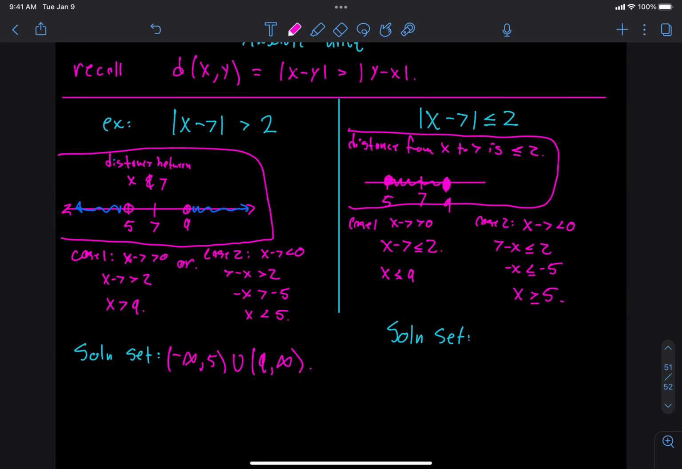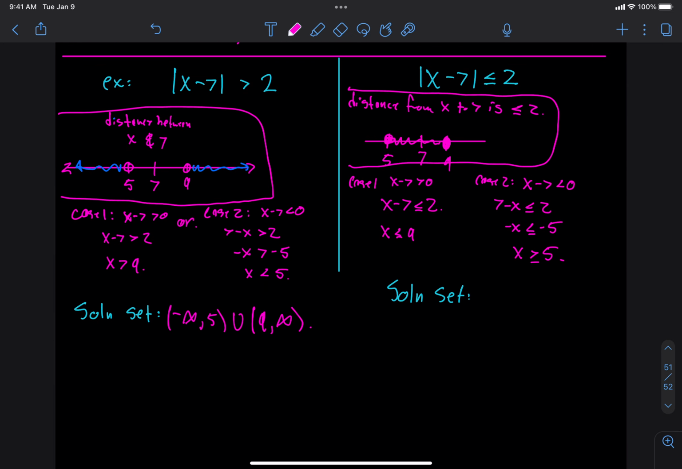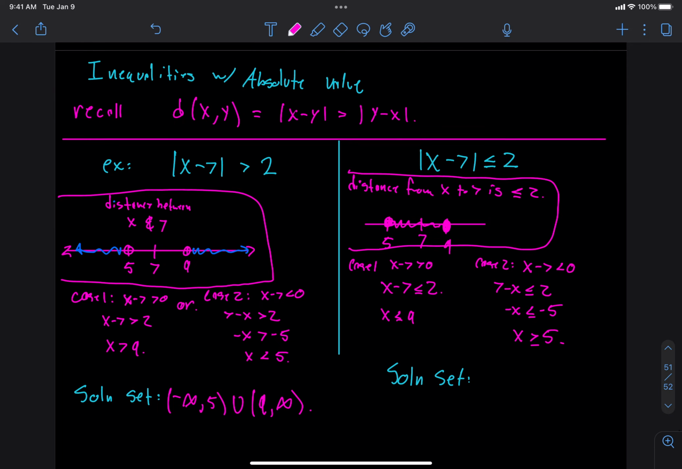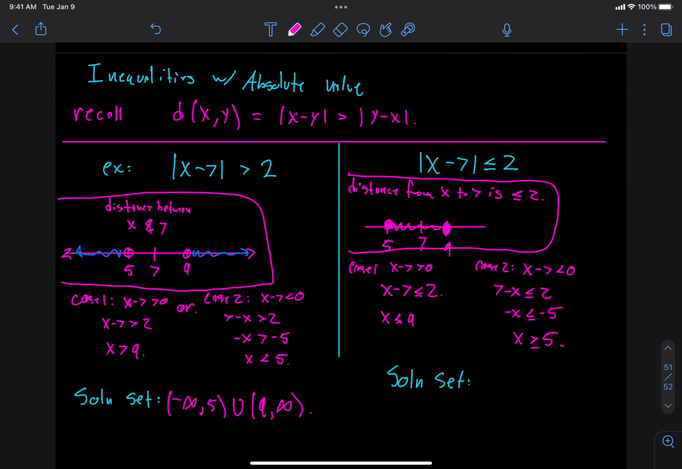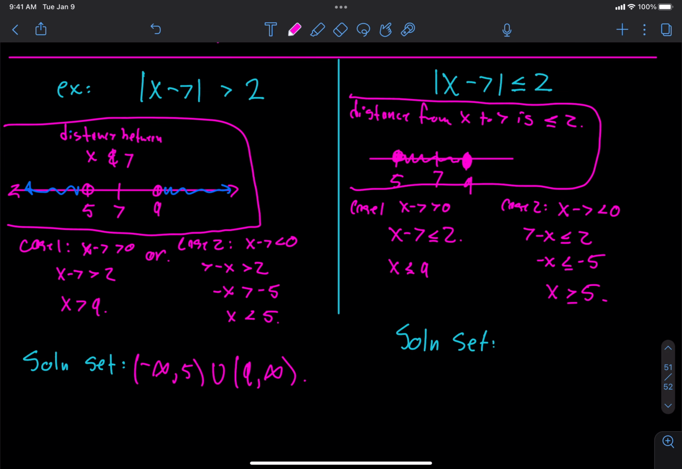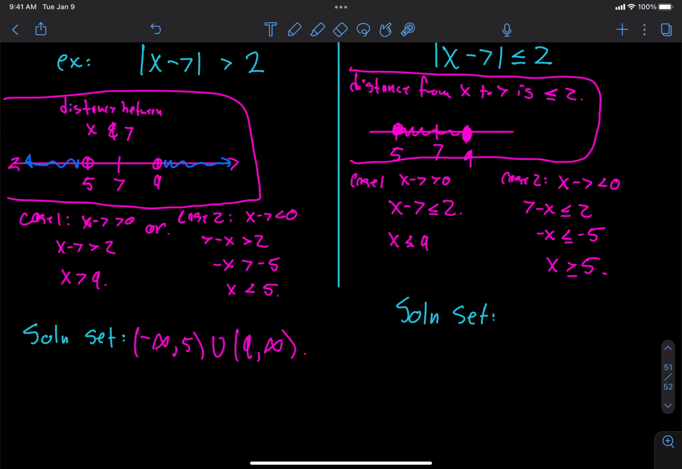All right. So these are how we solve inequalities involving absolute value signs. The thing that we need to take into account with the absolute value sign is whether or not the number inside is positive or negative, which is why we get two different cases. So in this case, what is my solution set going to be? It's going to be from 5 to 9. Okay?